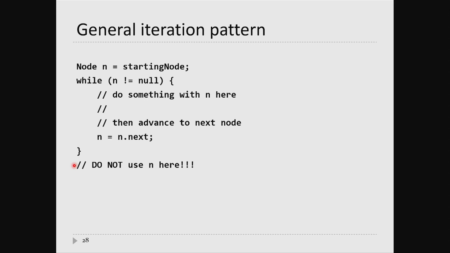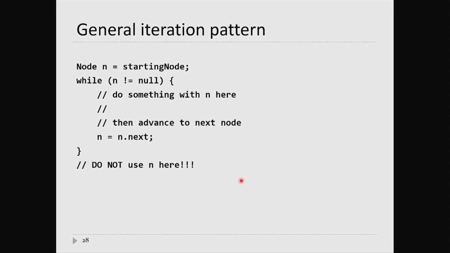what do you know about n? Well, you know n's null because the loop stopped. The loop stops when n is equal to null. So whatever you do, don't use n after this loop. Because if you try to use n here, n's null. So if you say n dot next, you're going to get a null pointer exception. Your program will crash. So whatever you do, if you're using this pattern, don't use n here.